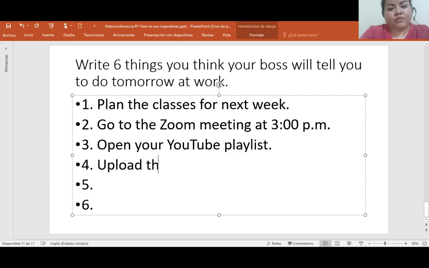Upload the classes to Google Drive. Okay. Verbs: plan, go, open, upload. Subir. Upload the classes to Drive. These are instructions that my boss is going to tell me tomorrow to do. Is that clear what we're doing?